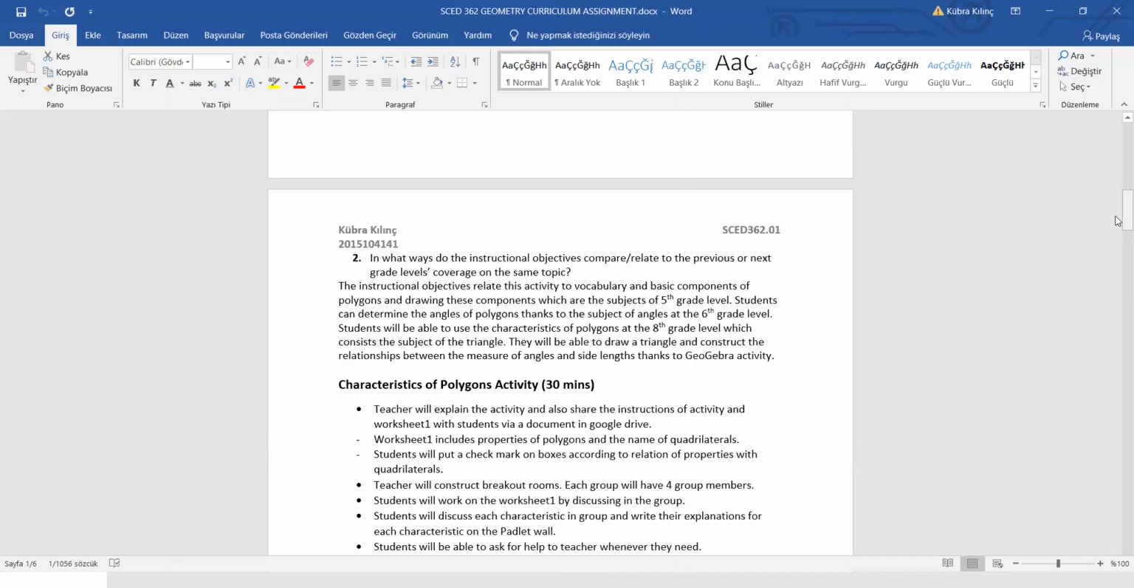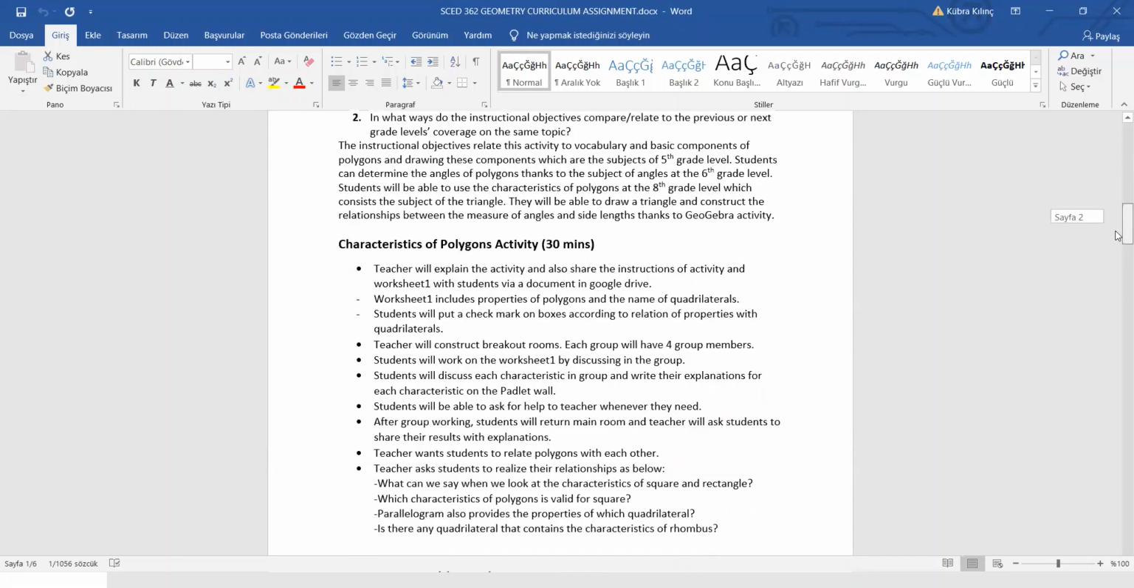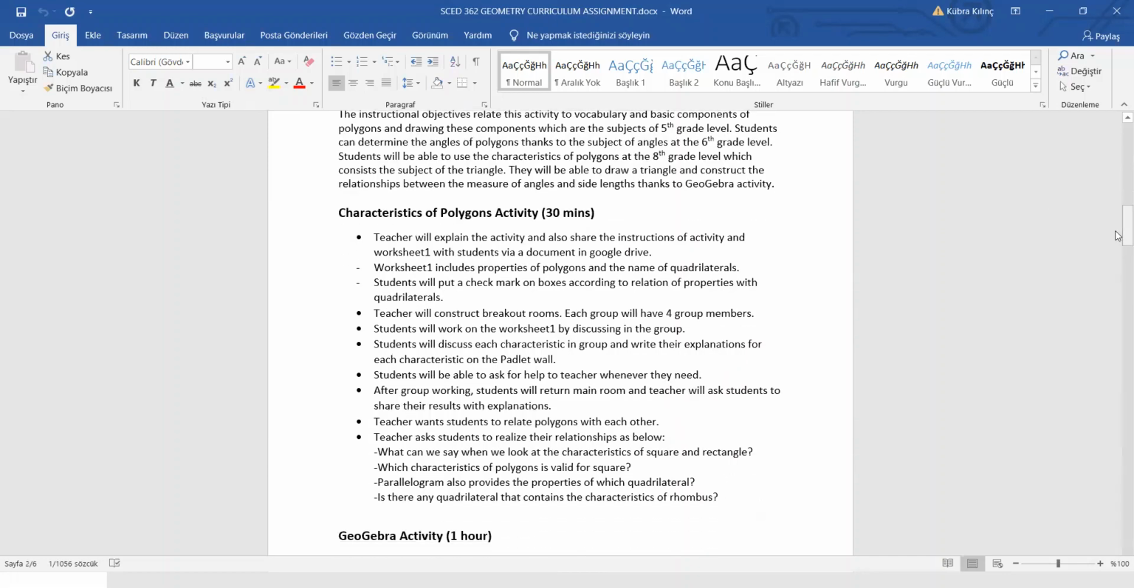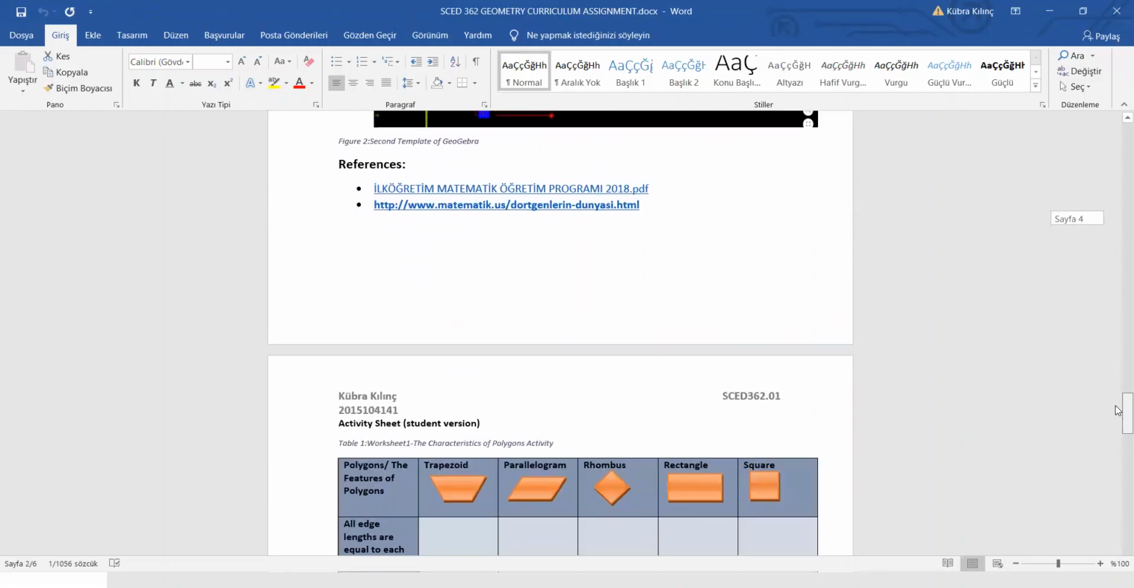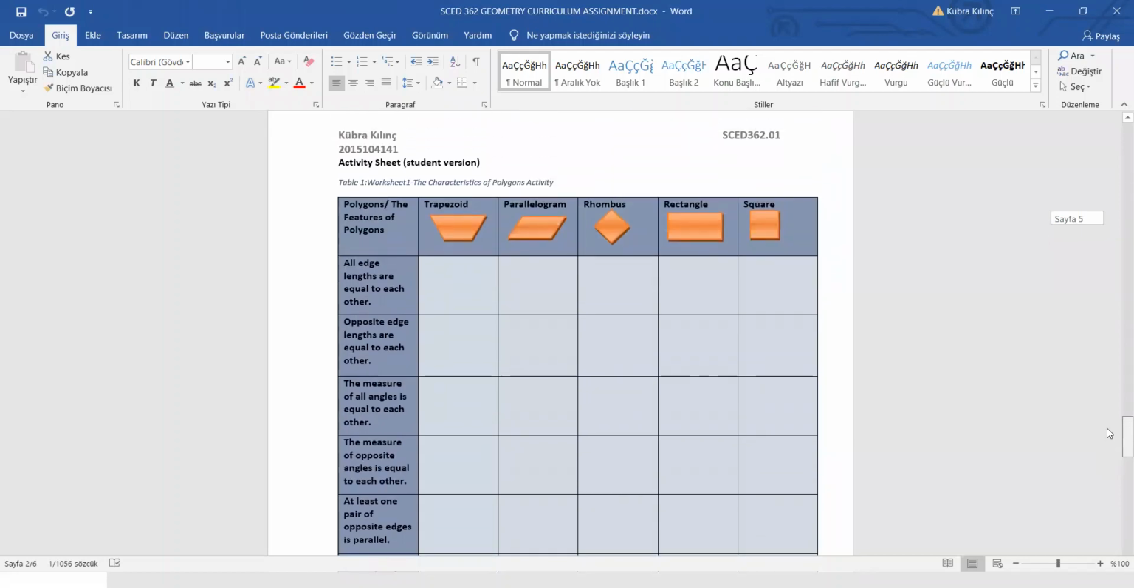My task consists of 2 parts, and the first part is the characteristics of polygons activity. I made use of the prepared activity that I gave the link to in the resources part. This activity will take 30 minutes. There is a worksheet that the teacher will send students as a Google document file to work on for each group. Here is my student version.